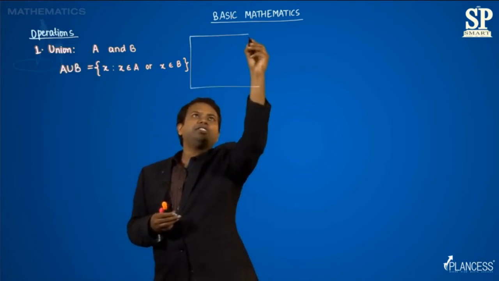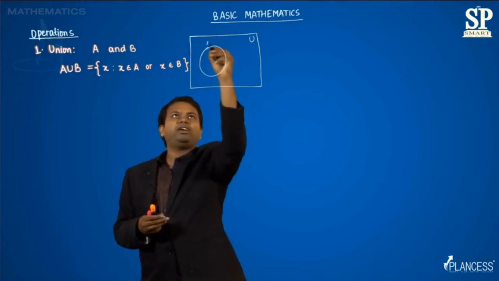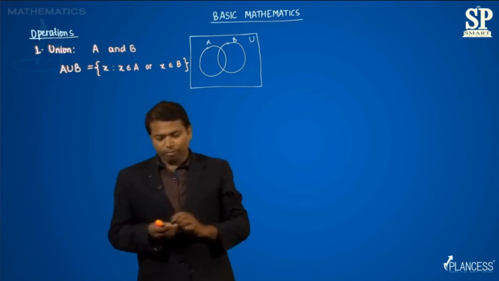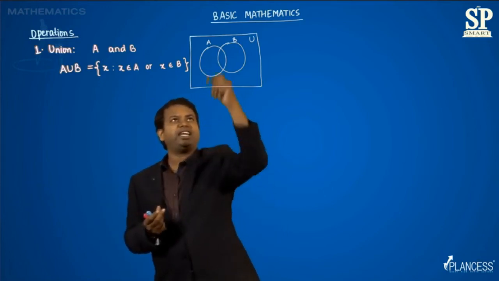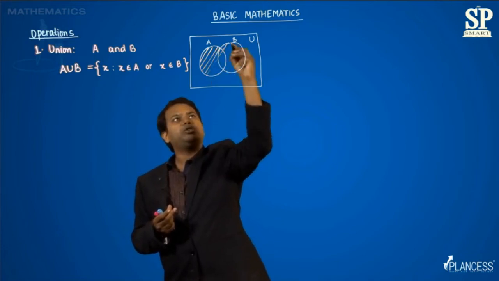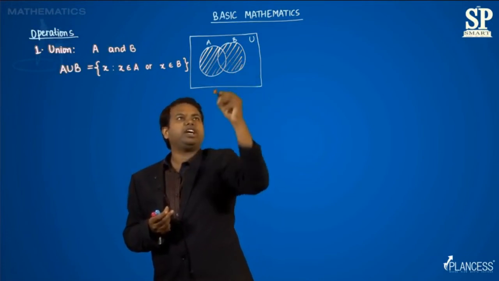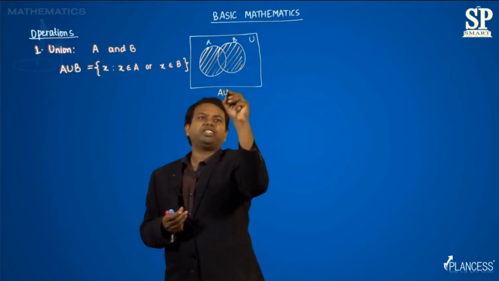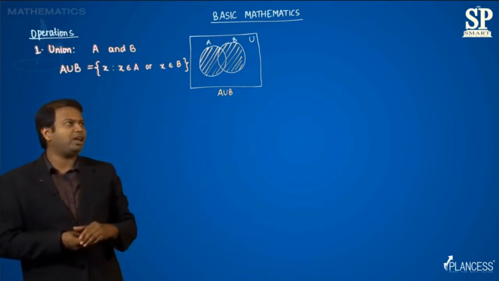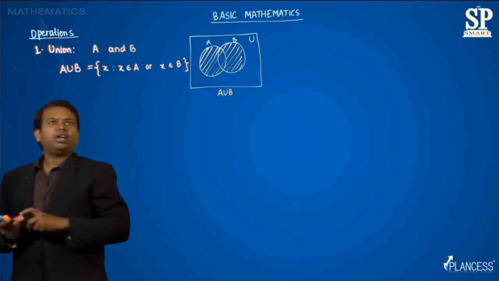So here is a universal set U, we have a set A, and we have a set B. All the elements either lying in set A or B or both belong to A union B. So here the shaded portion represents A union B. This is the first operation that we need to understand in case of sets. Next is intersection.